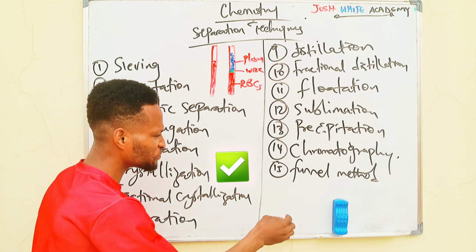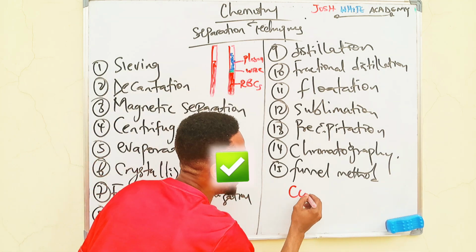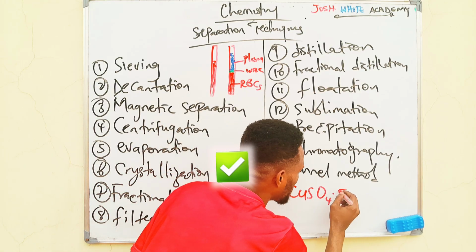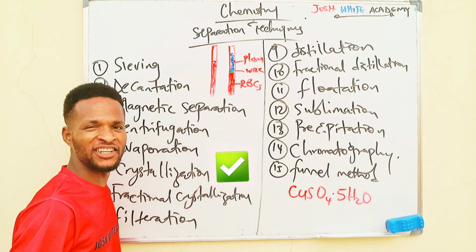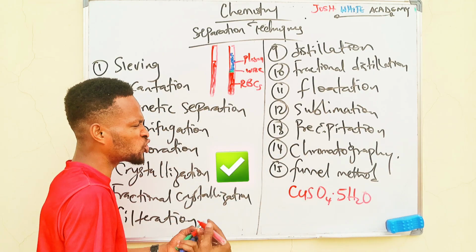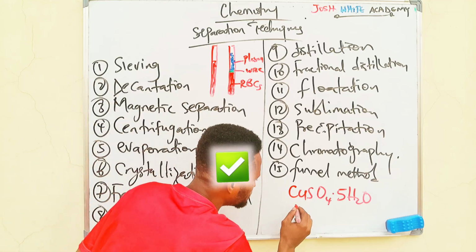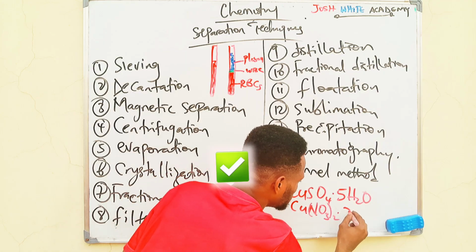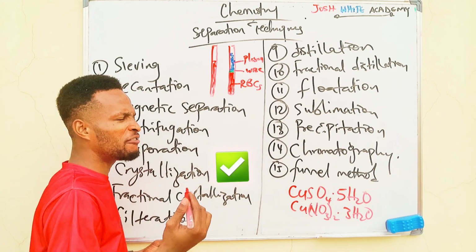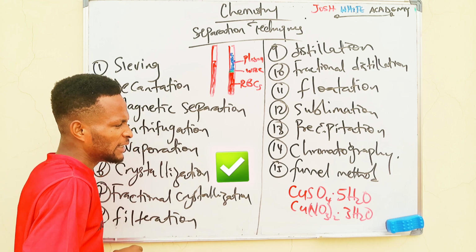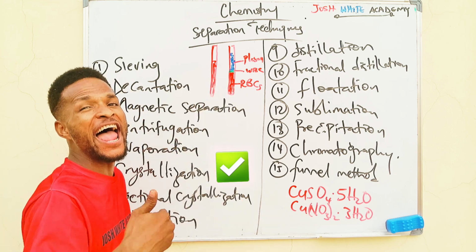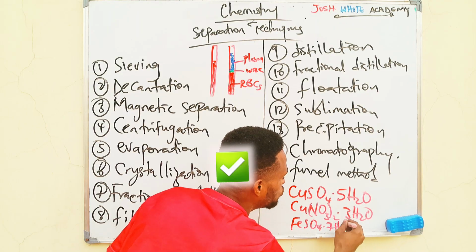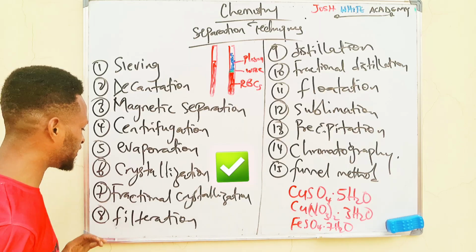Now, most times when solids come out from this method, they come out with water of crystallization. Example, we have our copper(II) tetraoxosulfate(VI) pentahydrate. It has 5 water of crystallization. We also have copper(II) trioxonitrate(V) trihydrate. We also have iron(II) tetraoxosulfate(VI) heptahydrate, with 7 molecules of water. So that's crystallization.